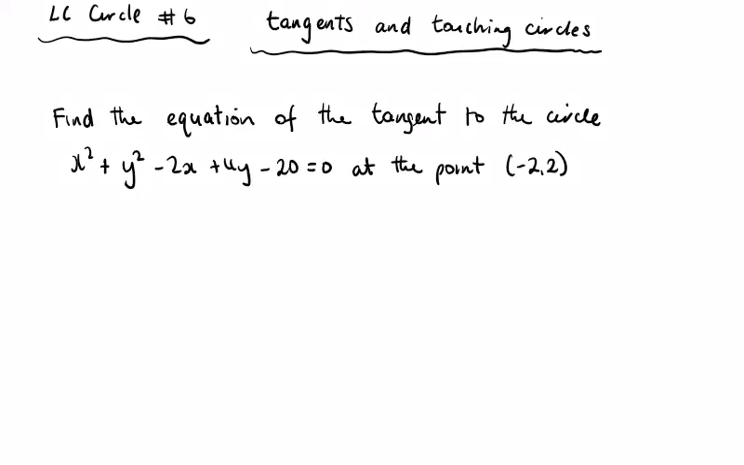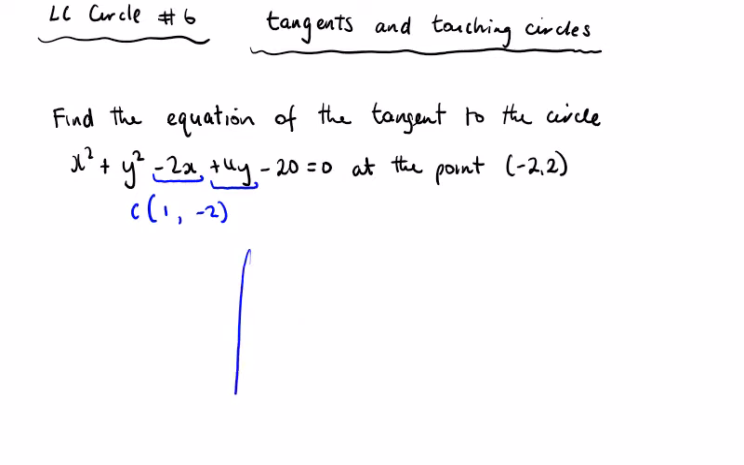So we're going to look at tangents and touching circles. Find the equation of the tangent to the circle x squared plus y squared minus 2x plus 4y minus 20 at the point minus 2, 2. So if I get the center of this circle, this is what we're going to need here. The center is going to be half of this and change the sign: 1, and half of this and change the sign: minus 2.